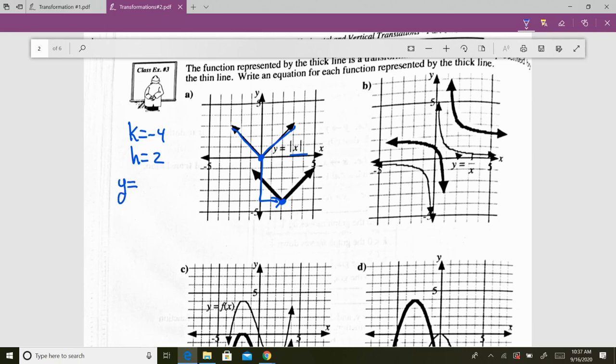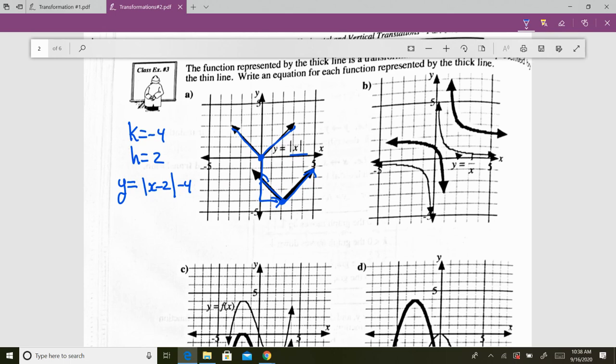So let's try it without doing the f of x, just using the absolute value. So the equation of this new graph right here: the h value goes inside the absolute value, right? So we're going to write x minus 2 absolute valued, tack on a -4 on the outside. Is that okay? Yes? There's silence out there.